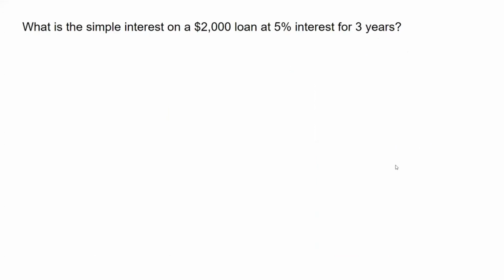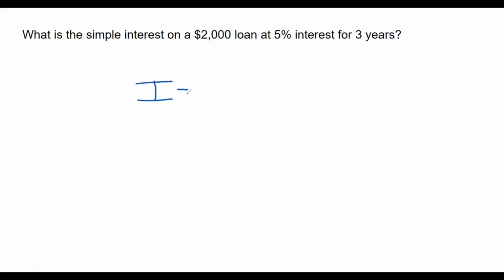First practice question: what is the simple interest on a $2,000 loan at 5% interest for 3 years? Let's first write our formula. I equals P R T. In order to find the interest, we need to know the principal, the rate, and the time. The principal is going to be this big number, 2,000. The rate is 5% expressed as a decimal. 5 divided by 100 is 0.05. And our time is 3 years.